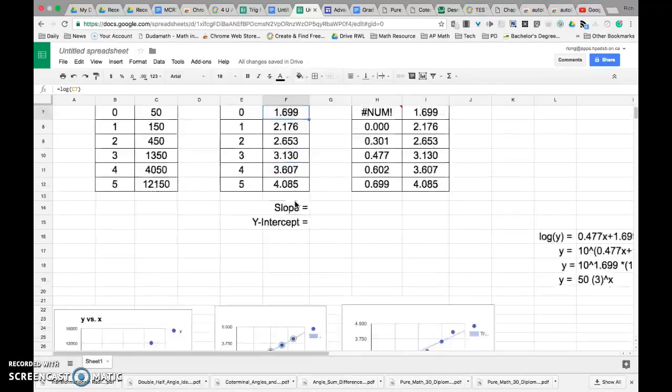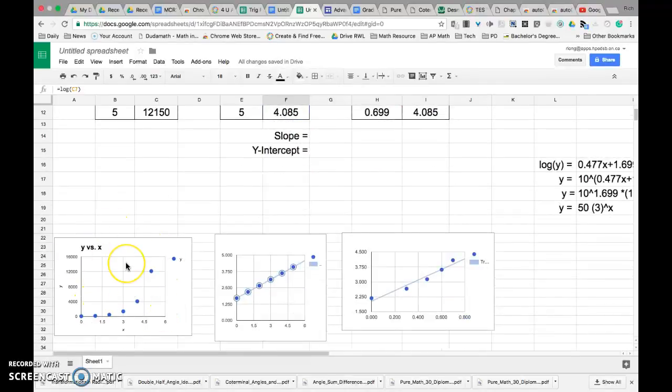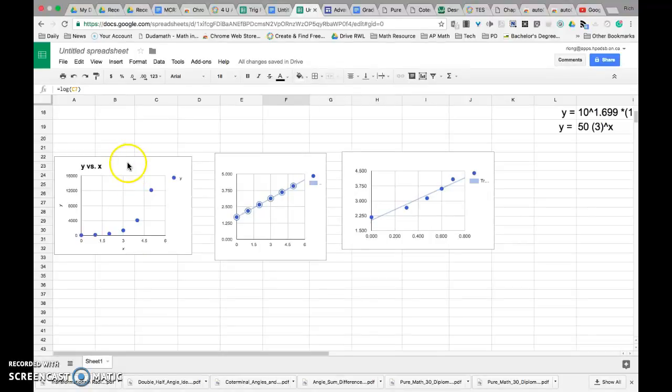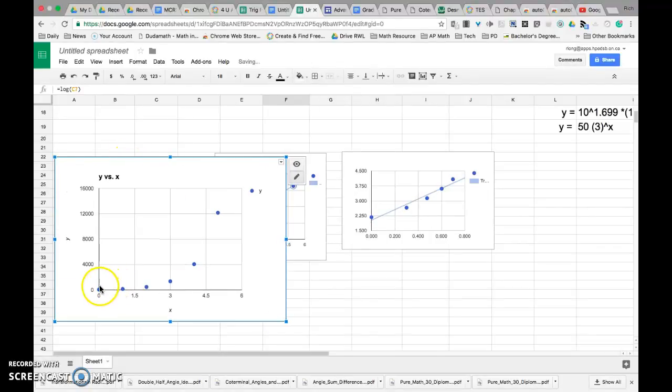I did some scatter plotting. There's the raw data scatter plot. I'll make it a little bit larger. You can see the raw data scatter plot is clearly nonlinear. It could be exponential, or it could be a quadratic function or something like that. But we know for sure just by looking at a scatter plot. So that's the raw data right there.